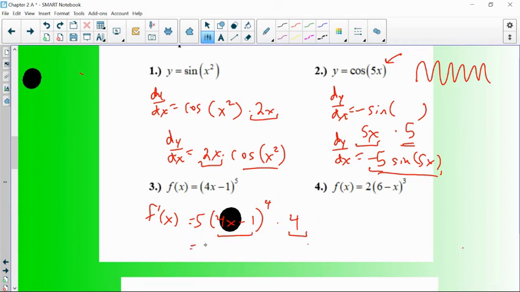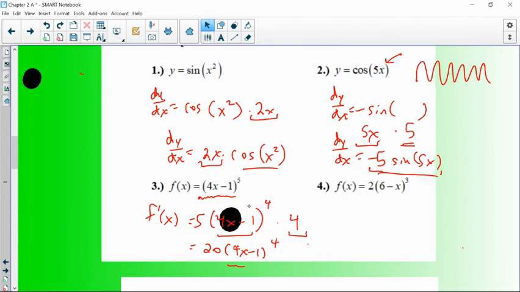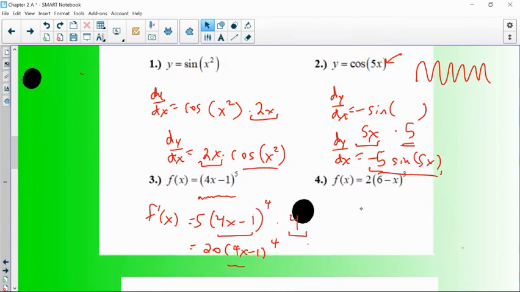I'd multiply the 5 and the 4 to get 20, and then leave it as 4x minus 1 to the 4th power. So much more efficient than having to actually expand this using the binomial expansion of the fifth power and then group it up and factor it. That's so time consuming. Done by using chain rule. Okay. And then one more example, if I could grab that black dot, there it is. Okay. So one more example.